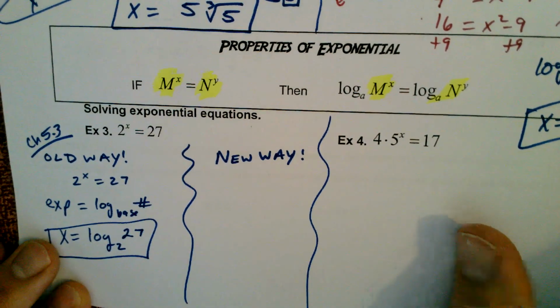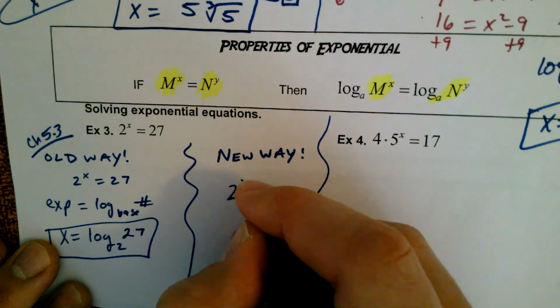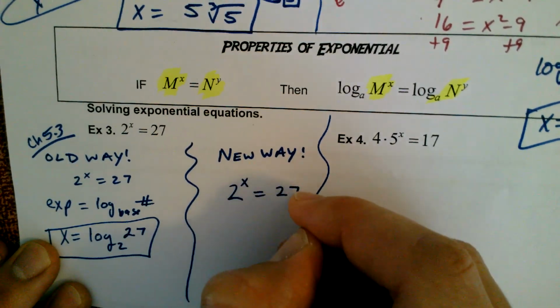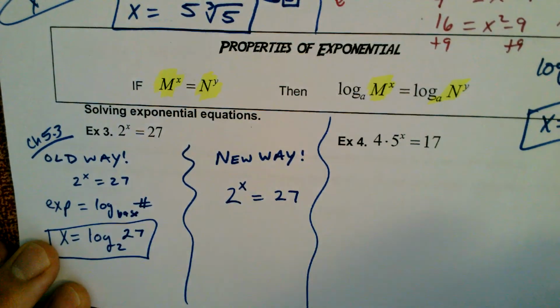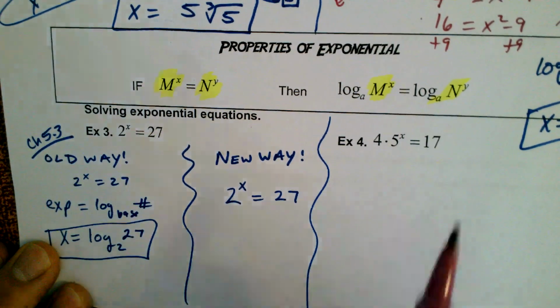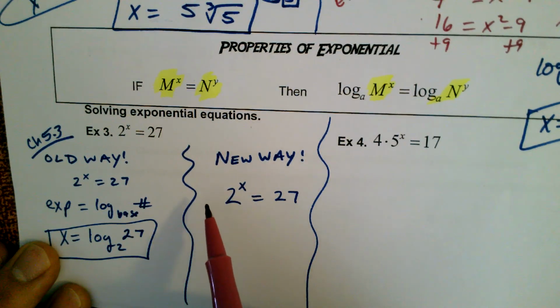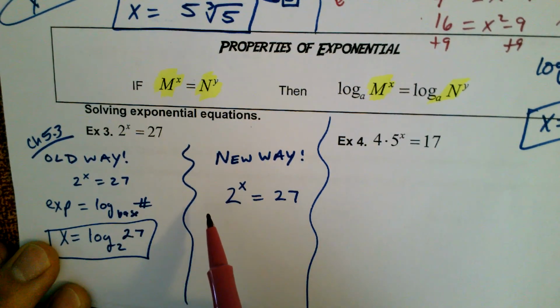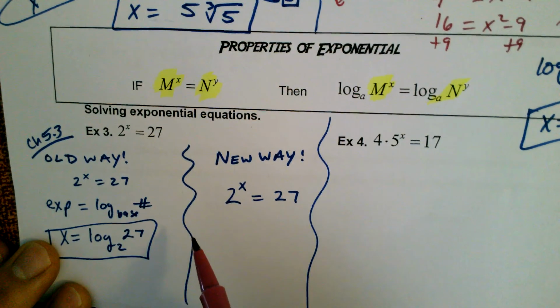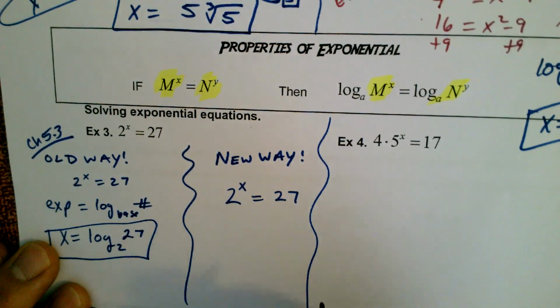Well, here's the new way. The new way says, if these two are equal, then the logs of these two are equal. Now, you can use any log you want. You can use common logs, or natural logs, or logs base 5, or logs base 20. I don't care, but I usually use natural logs.